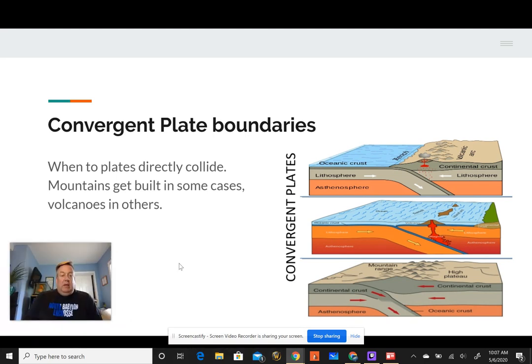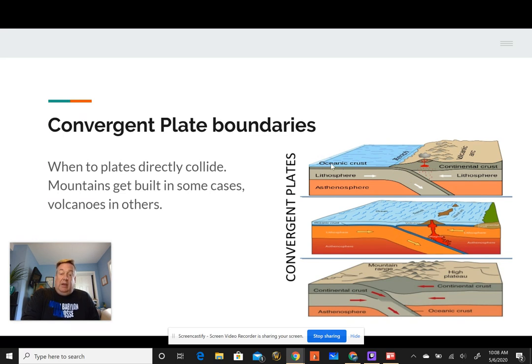Okay, so convergent plate boundaries. To converge means to come together. So these are when two plates collide directly; they smack into each other head on. If it's two continental crusts, like the bottom picture here, you're going to get wrinkles, and those wrinkles are going to become mountains. If it's two oceanic crusts, you're going to get a little trench, and you will start to get some undersea mountains as well.